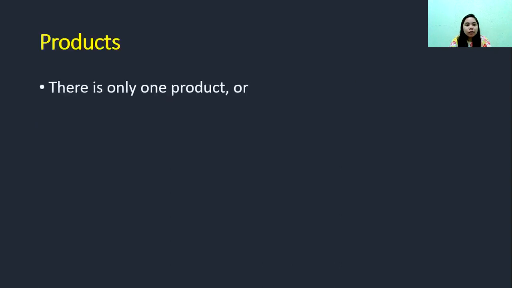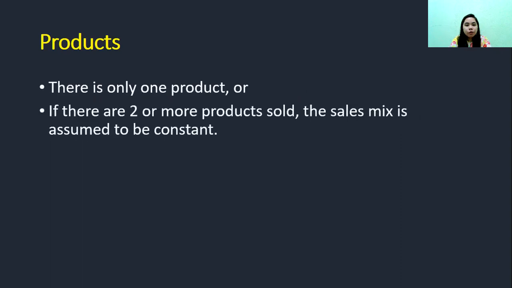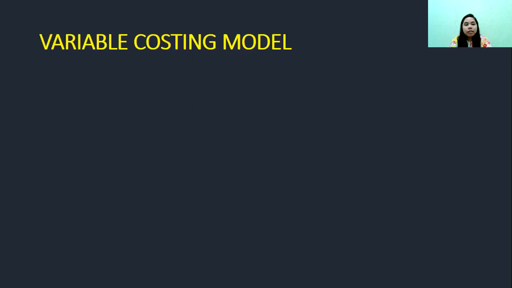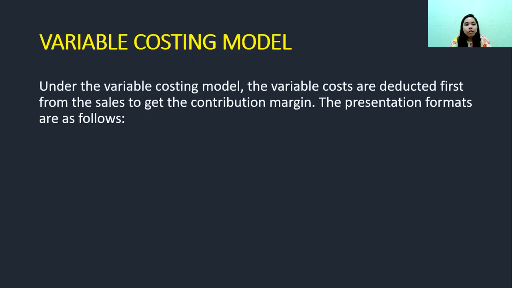Next is products. So there is only one product, or if there are 2 or more products sold, the sales mix is assumed to be constant. We will understand this more if we tackle some examples there in your module. Then this is the variable costing model. So under the variable costing model, the variable costs are deducted first from the sales to get the contribution margin. The presentation formats are as follows.